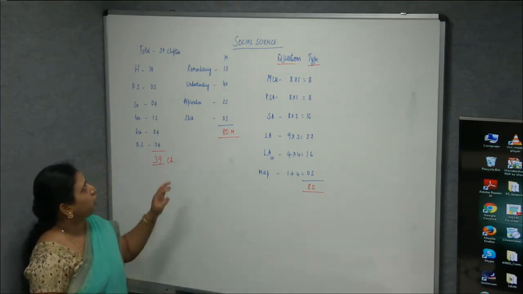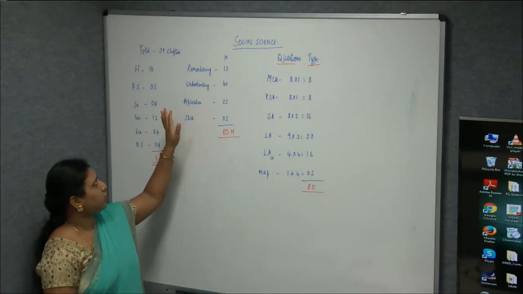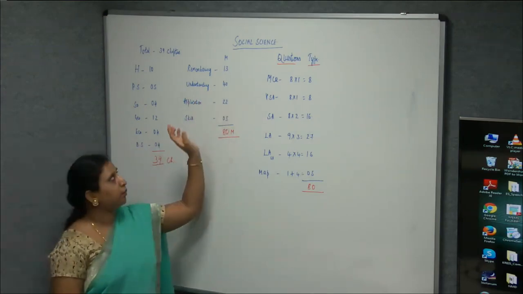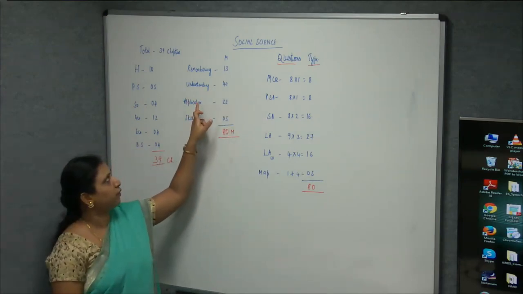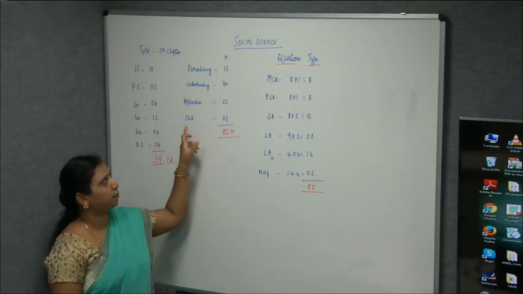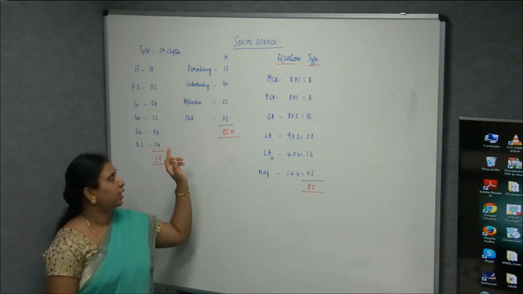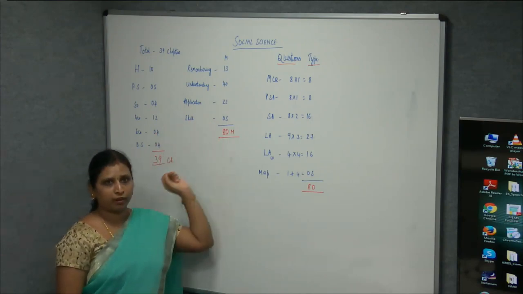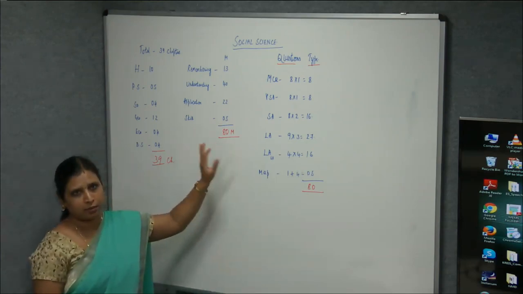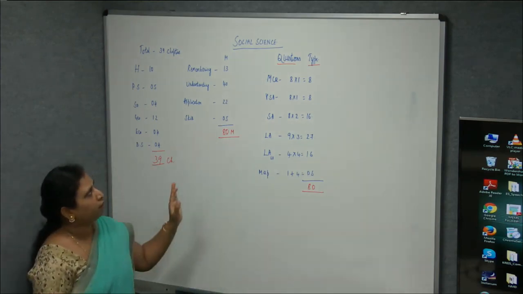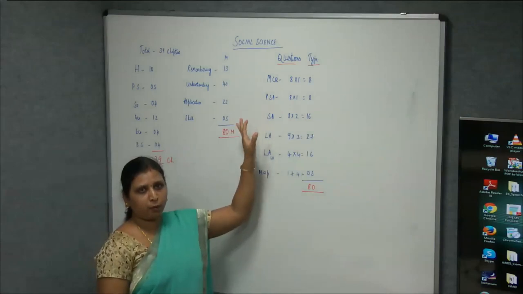So when we come to objective type, remembering we have 13 marks and understanding we are having 40 marks, and application questions for 22 marks and skill for 5 marks. So total it is 80 marks. Okay. Then when we come to the type of questions.